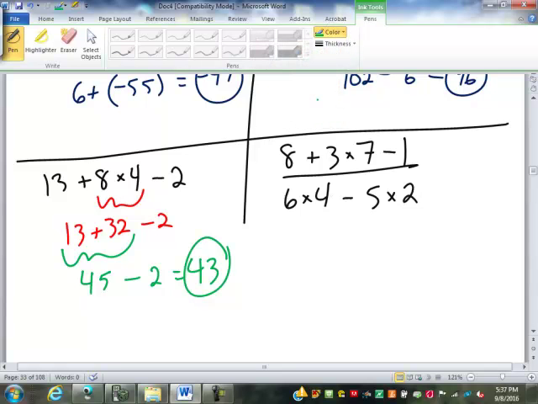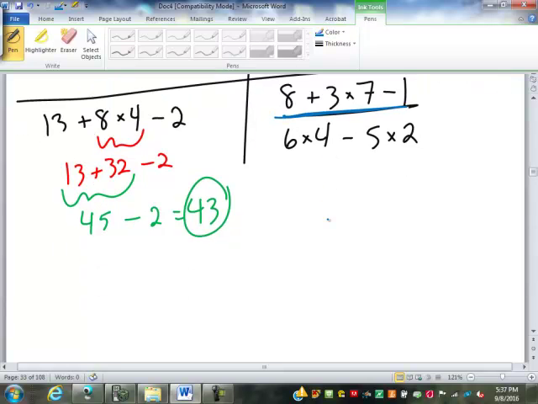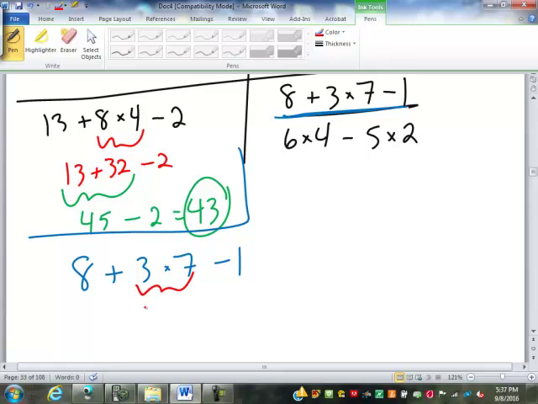Now for this one, that fraction bar means we have to do everything on top first. So I'm going to write that down here quick. 8 plus 3 times 7 minus 1. Let's do that first. What part there do I have to do first? 3 times 7 is 21. And then 8 plus 21 is 29. Minus 1 is 28. So the top of that is 28.